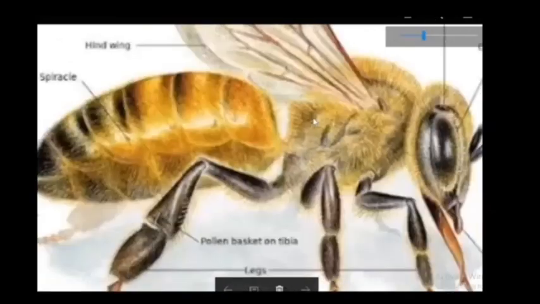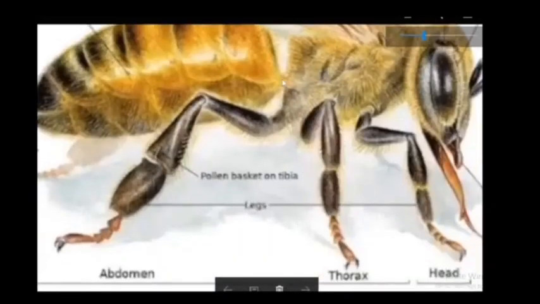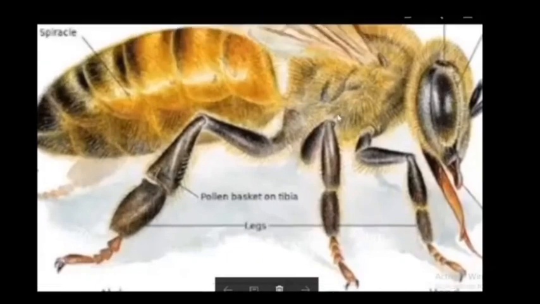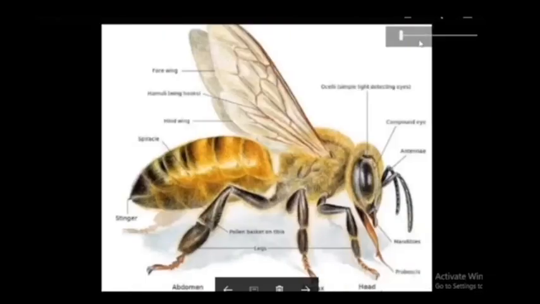You can see this part here is the head, and this region here is the thorax, while this place here is the abdomen. Now look at all of the body parts as they are labeled. You can see the wings. On the tail, at the tip end of it, it has a stinger with which it stings. Whenever it stings, it loses its stinger, and it can eventually lead to the death of this organism.